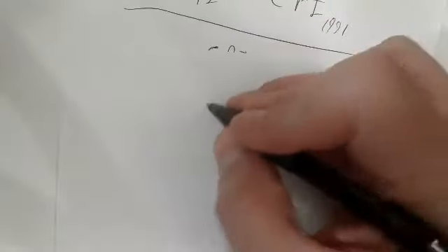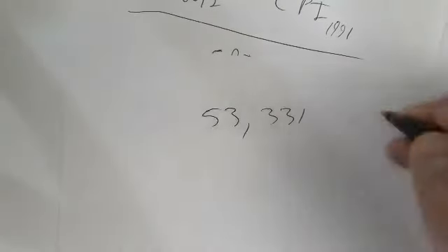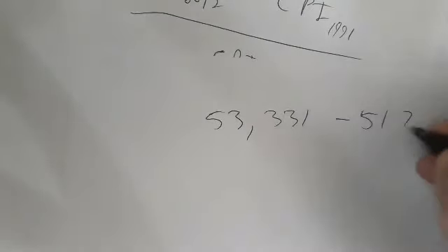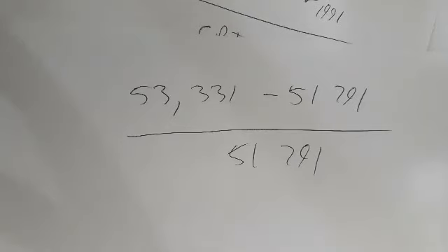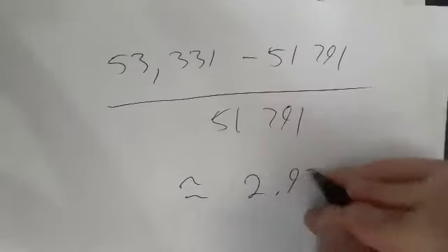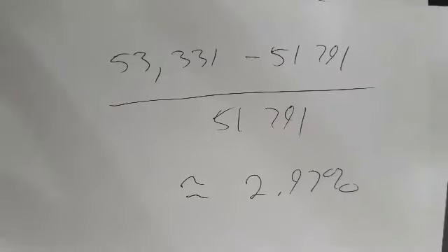If I want to know what the relative increase of these two would be, 53,331 minus 51,791, that would be the relative increase of the actual median household income. So I'm going to subtract 51,791 from 53,331, and divide that by 51,791. And this is giving me about 2.97%. So that might be a good thing to compare it to.